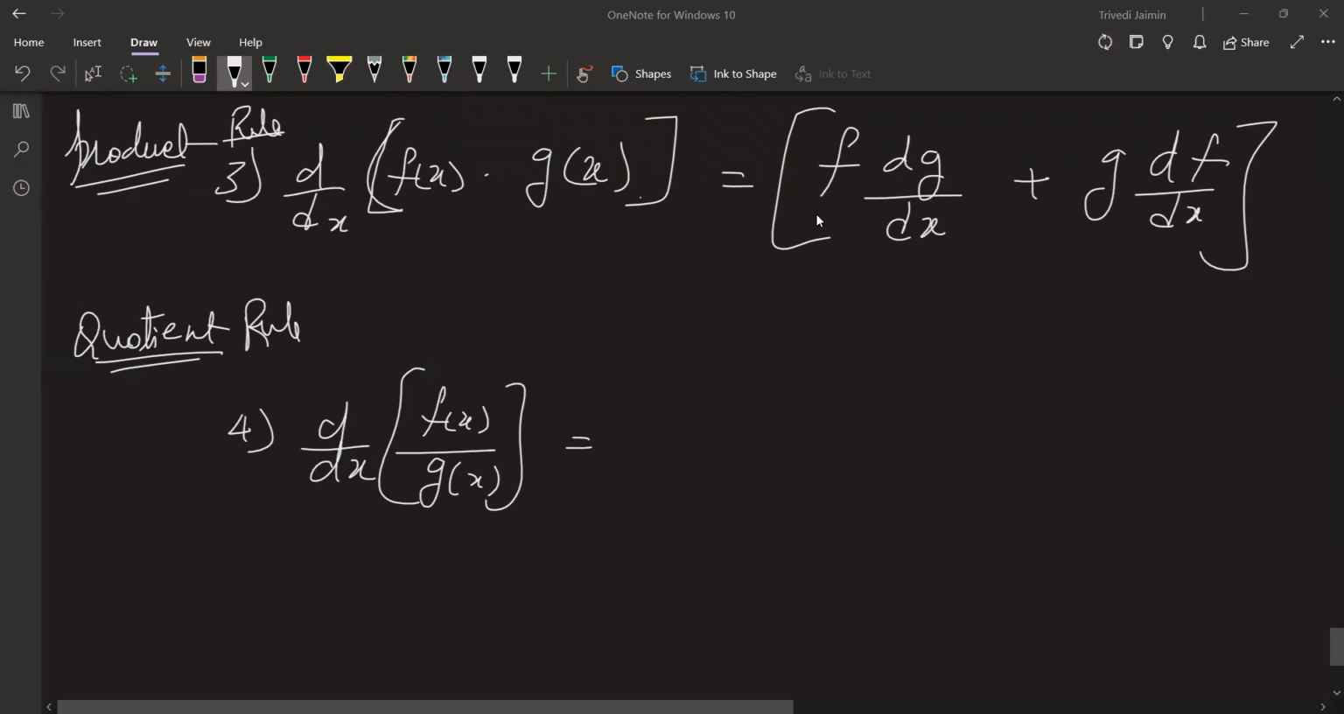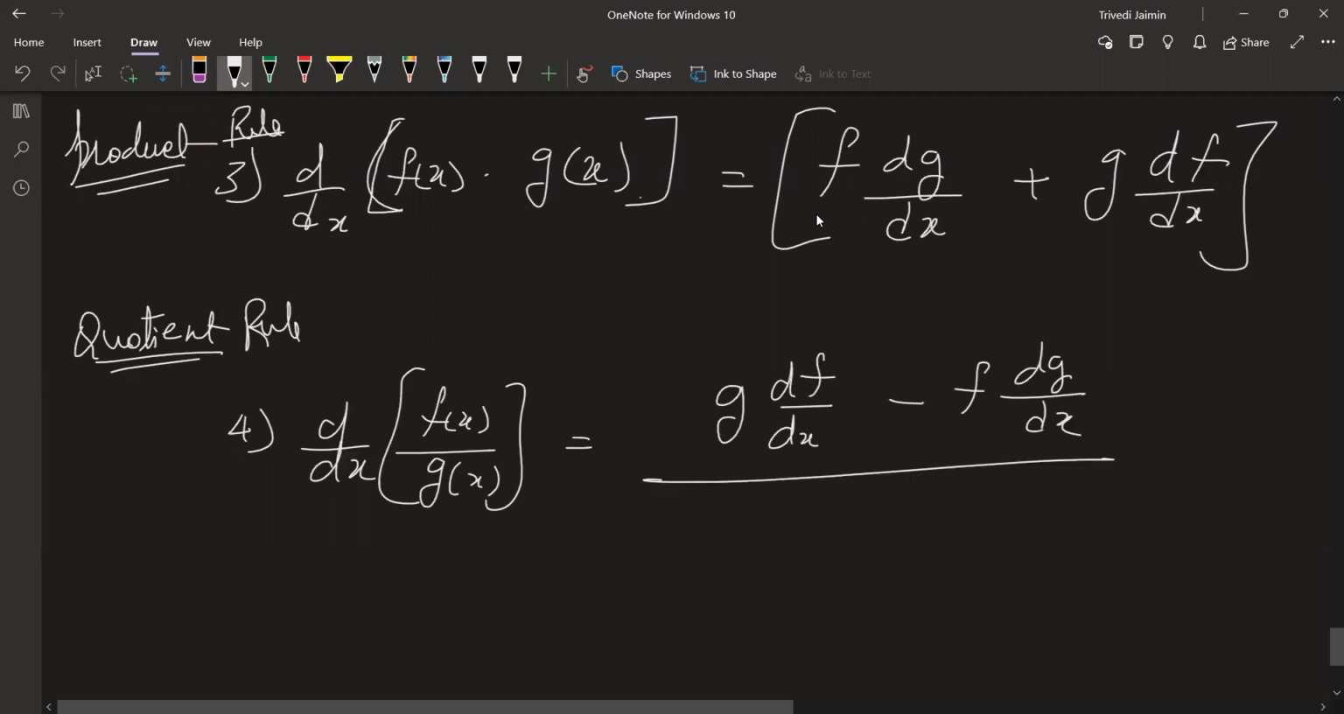Okay, so we keep g constant and differentiate f with respect to dx, and keep f constant and differentiate g, dg by dx, divided by what? G square, not gf. It is g square.